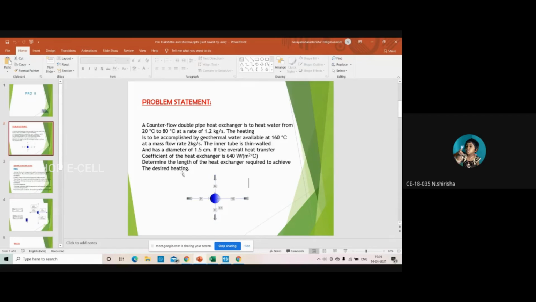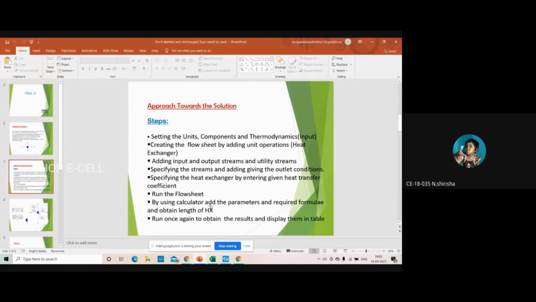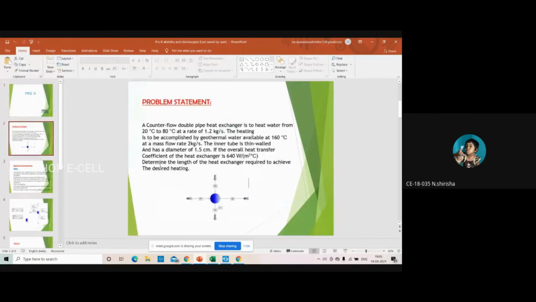In the problem, they have given the inlet and outlet temperatures of the hot water and cold water, and the flow rate. So now this is the flow sheet which we designed for calculating the length of the heat exchanger.